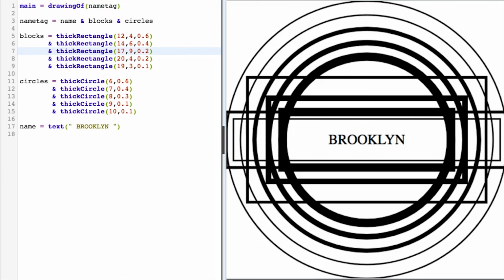All right, now it's your turn to play around with these functions. Experiment with them, then go back to your name tag and see if you can make it more interesting, funky, and fabulous.